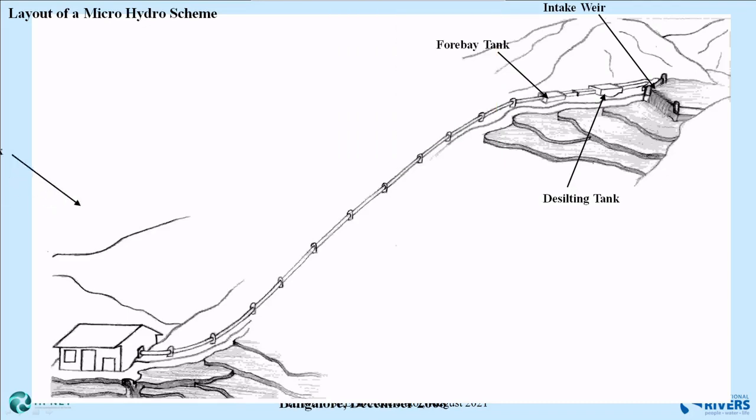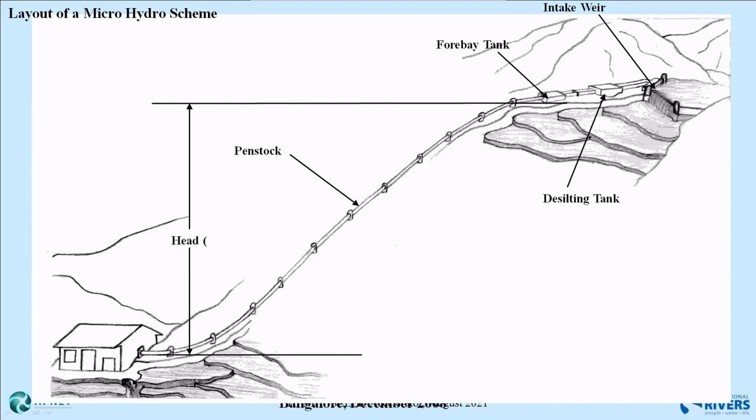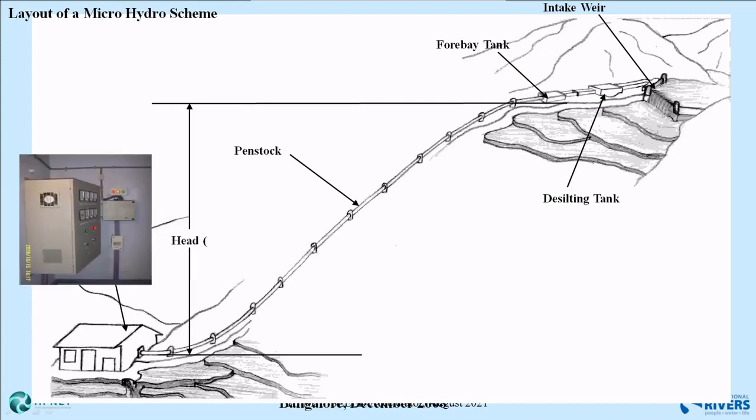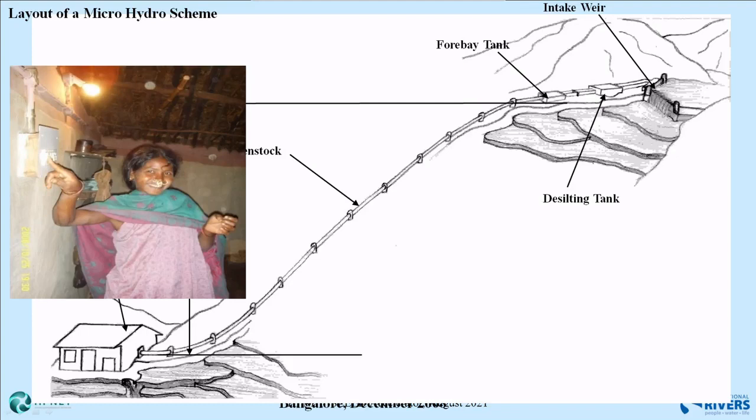From the forebay tank, the water enters into a pipe which is called penstock. Up to the forebay, the water is exposed to the atmosphere, and after the forebay, it is in a pressurized condition. Penstock delivers the water into the turbine, generating electricity or mechanical power, and then it leaves the turbine and goes through a canal called tail race, which leads it back to the stream.